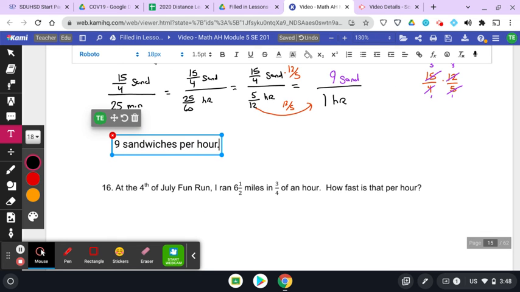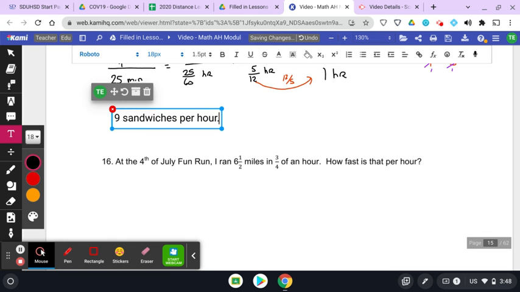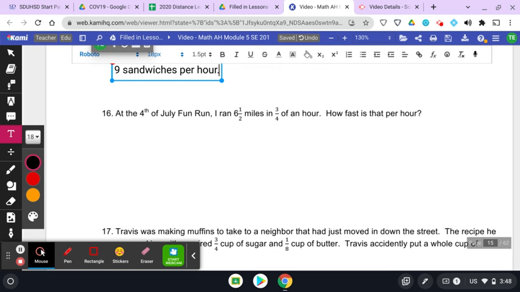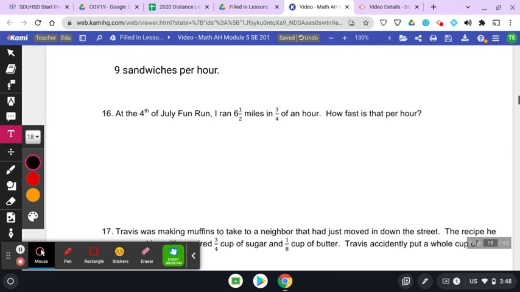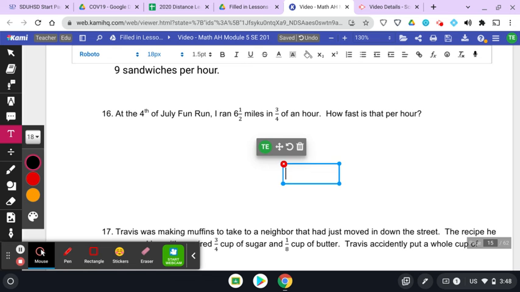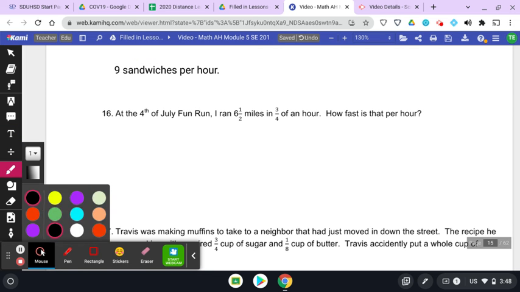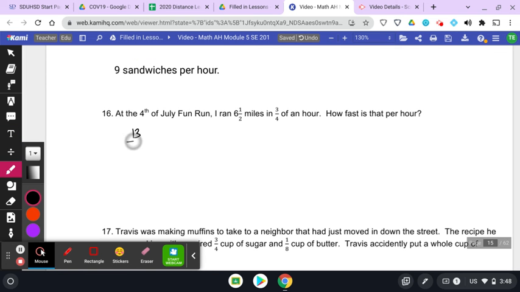At the 4th of July fun run, I ran 6.5 miles in 3/4 of an hour. How fast is that in miles per hour? Okay, so 6.5. I'm going to change that to improper: 6 times 2 plus 1, 13 halves of a mile in 3/4 of an hour.